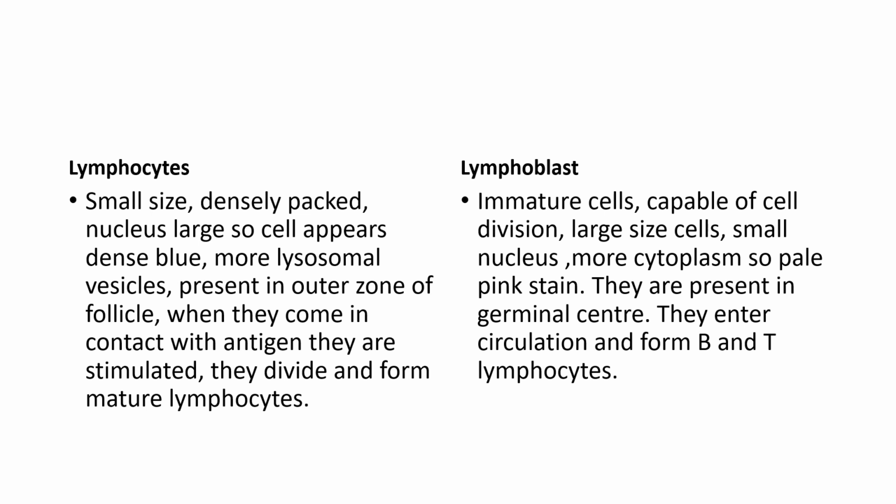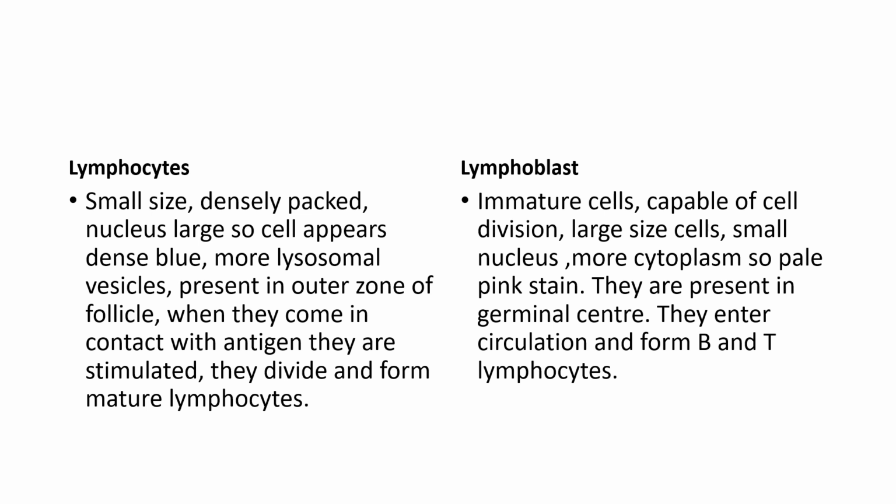The lymphocytes are small in size and densely packed. The nucleus is large and they have a thin rim of cytoplasm. Mainly lysosomal vesicles are there, and the lymphocytes are arranged along the peripheral or outer zone of the follicle. When they come in contact with antigen they will start dividing and form mature lymphocytes.